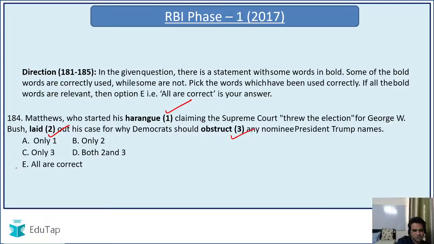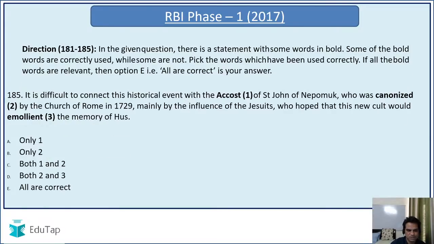So Matthews, who started his harangue claiming the Supreme Court threw the election for George W. Bush, laid out his case for why Democrats should obstruct any nominee President Trump names, because the Supreme Court threw the election for George W. Bush. So he does not favor any nominee or any candidate the President Trump names, so that should be obstructed. So the correct option is, all the options are correct here, guys. Next question, guys. Let's look at another question of a similar taste.